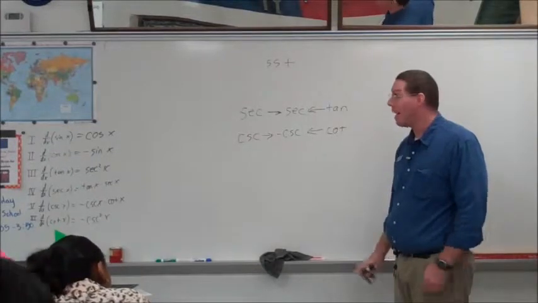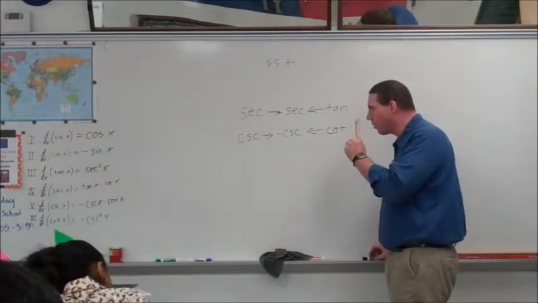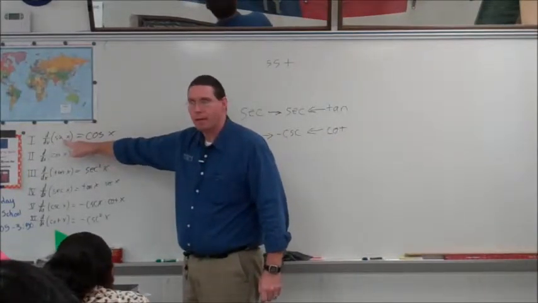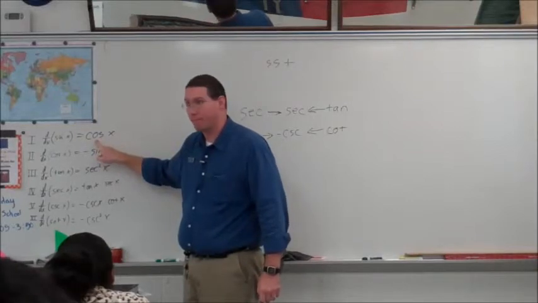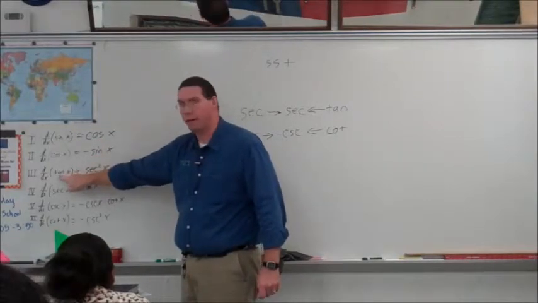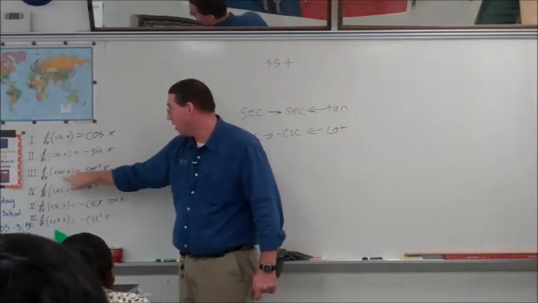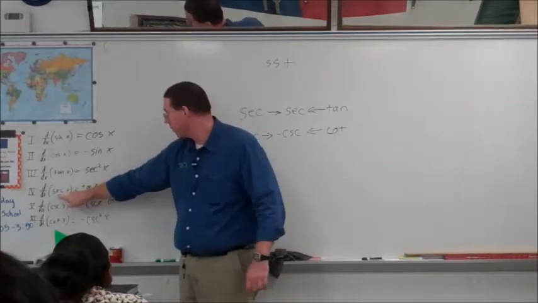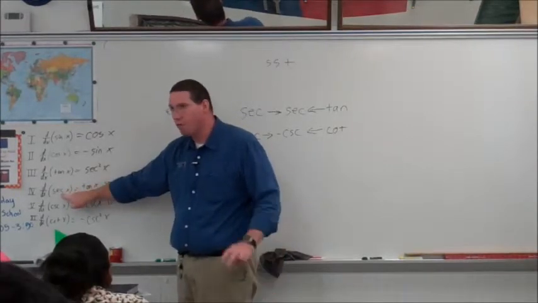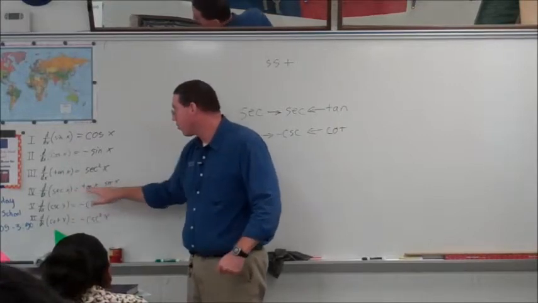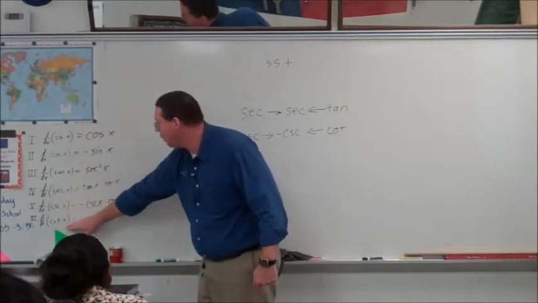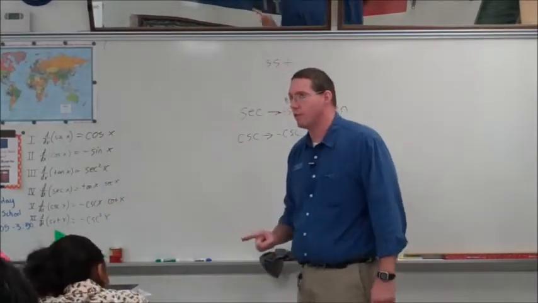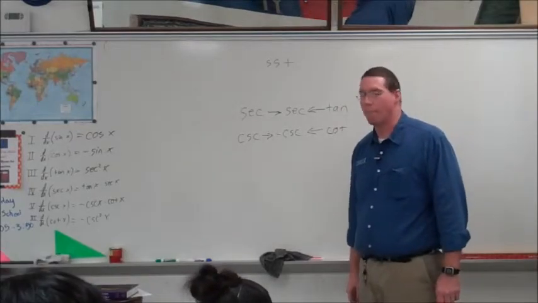Does that make sense? Now, I also want you to notice one more thing. Is this a co-function? No. Its derivative is positive. Is this a co-function? No, tangent. Its derivative is positive. Is this a co-function? No, that's secant. They start with co. Its derivative is positive. But look at all of the co-functions. All of their derivatives are negative. All co-functions have a negative derivative or an opposite derivative.